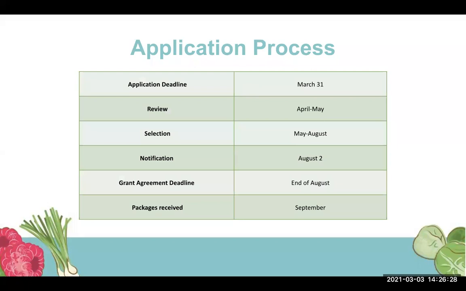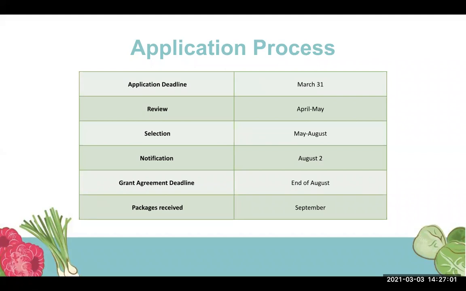We work with a team of garden grant reviewers, subject matter experts, people who work in the school garden space all across the country. So really another great aspect of our program is getting that expertise on the application review. And then the selection process takes place after all of the applications have been reviewed, from May until August, and then we will notify regardless of decision on August 2nd. So everyone, whether they're awarded or not, will be notified on August 2nd.